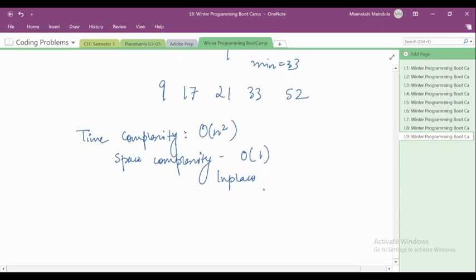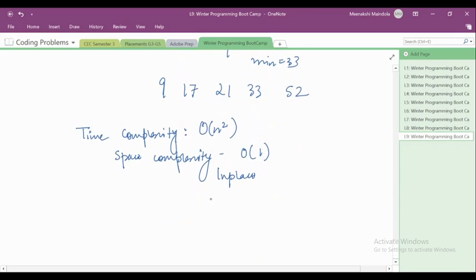Now if you consider the stability of the algorithm, we say that this is not a stable sorting algorithm. That is, the keys with the same values may or may not change their positions in the final output that you get. Okay, so this is about selection sort.